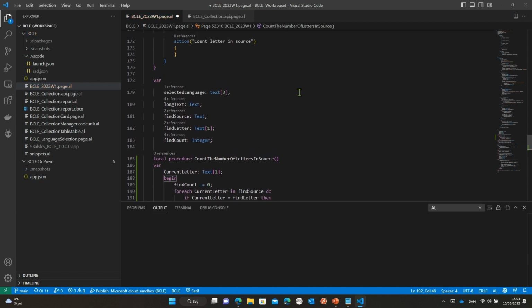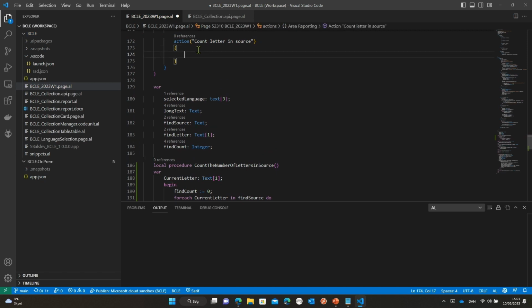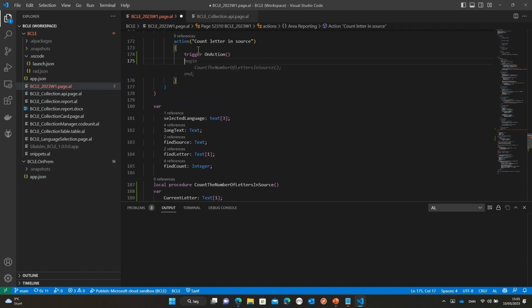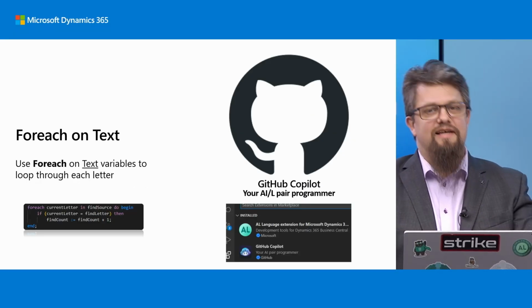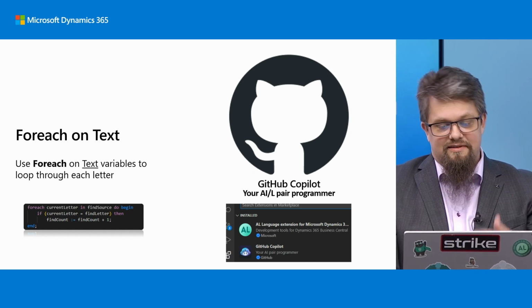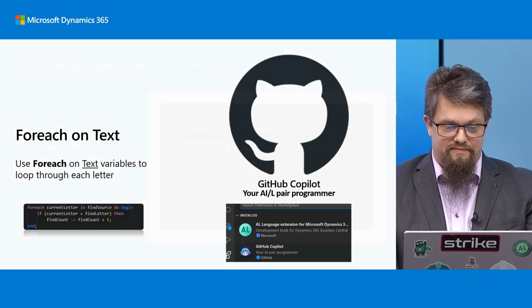Let's just use it somewhere, and we could use it in this action. So we do a trigger on action, there we go. And we do a begin. Oh, it already knows what I want to do, so I'm just going to use that. That's how easy it is to write code with Copilot. It's really simple and nice and easy. So for each on text might not be exciting, but Copilot is. And if you haven't tried it yet, you should go ahead and try it out.